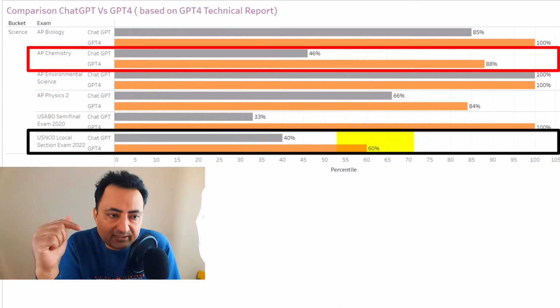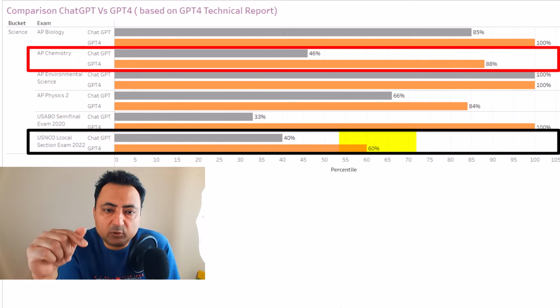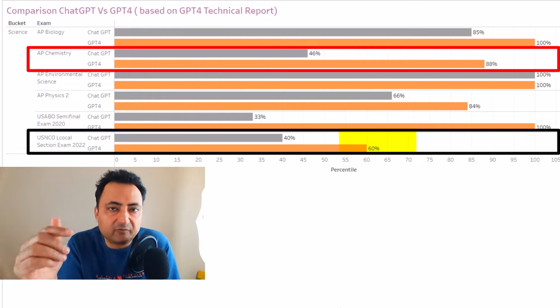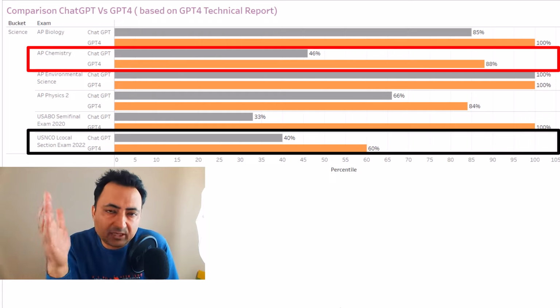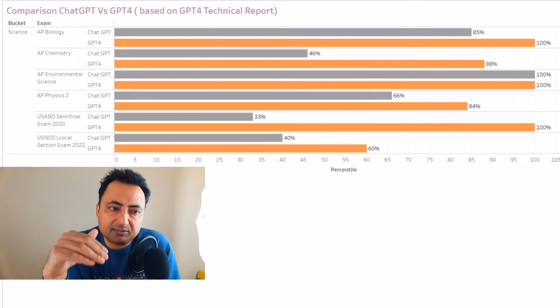But if you look at the chemistry Olympiad, we don't get the same lift in performance. We get a better performance. We're moving from 40 to 60 percentile, but we're still not getting those 40 percentage point jumps as we saw in the AP tests. But now let's compare this with biology.